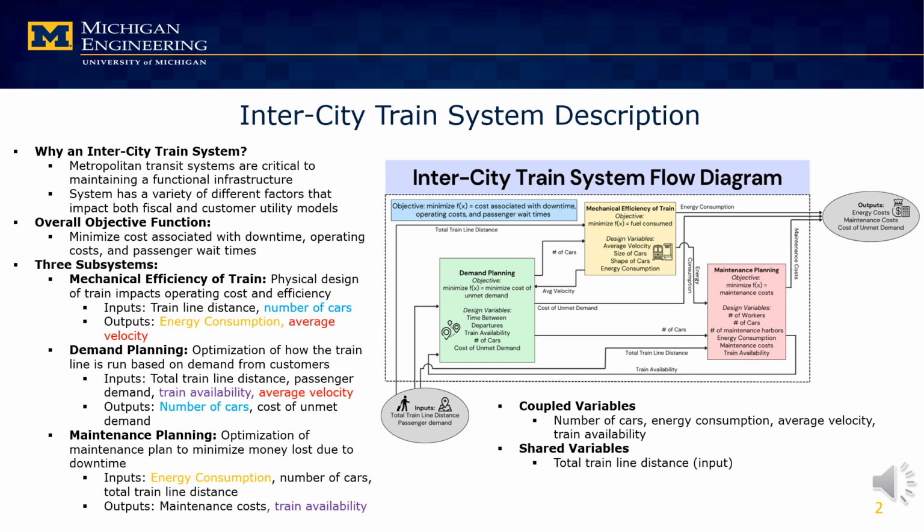Mechanical efficiency is taking physical design of a train as input to minimize the energy consumption. Demand planning is taking passenger needs as input to minimize the cost of unmet demand. Maintenance planning is taking the maintenance facility setup as an input to minimize the cost of maintenance. These three subsystems are connected to each other with shared variables like energy consumption, numbers of cars per train, and train availability.